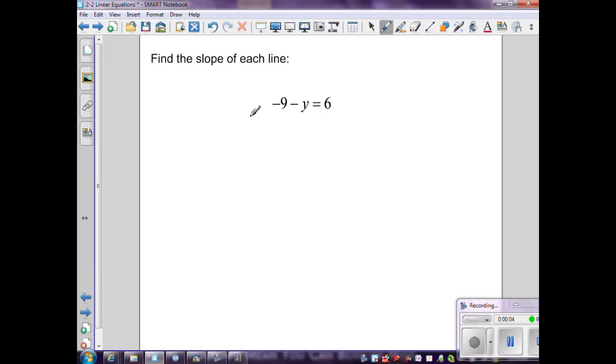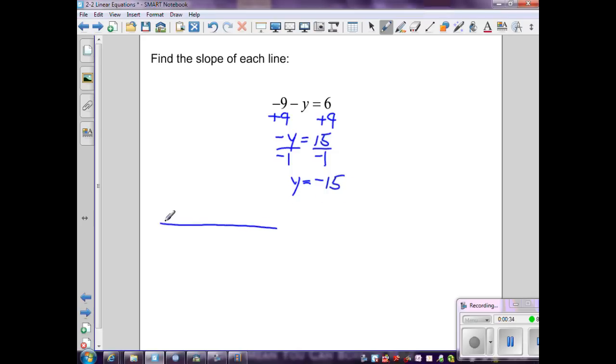Let's take a look at another example to find the slope of this equation. I have a y value. I want to solve for y, so I'm going to add 9 to both sides. When I do that, I get a negative y equals 15. Divide both sides by a negative 1. And I get y equals a negative 15. This is my slope-intercept form.